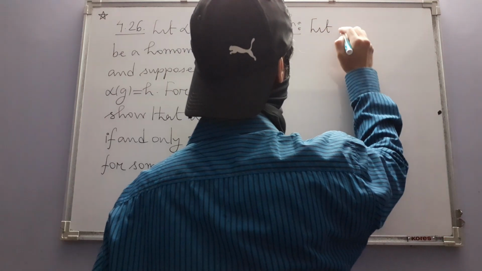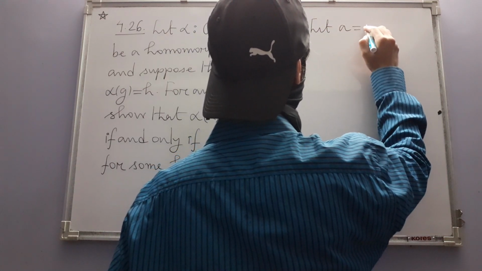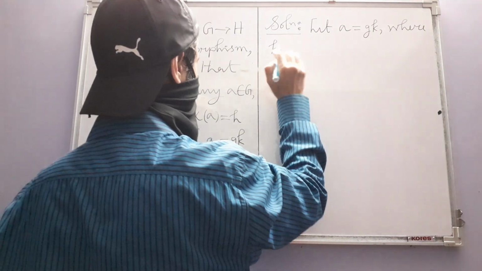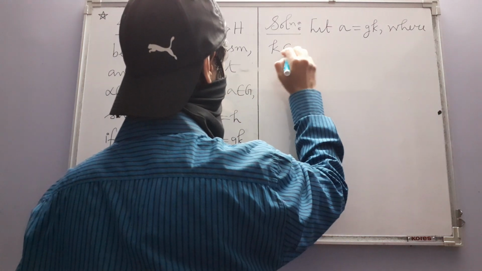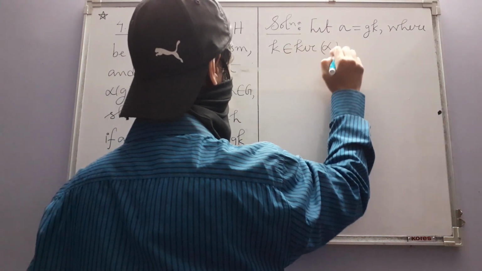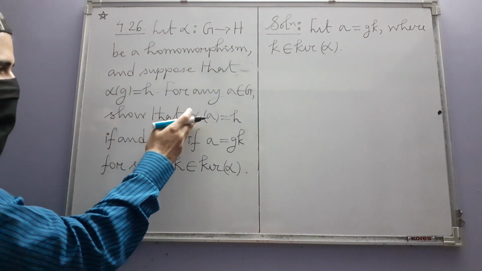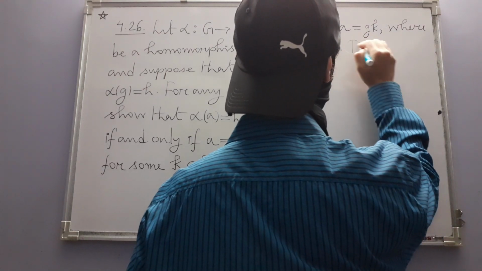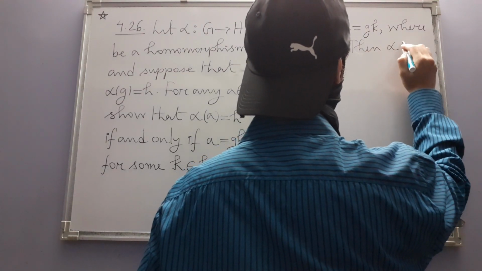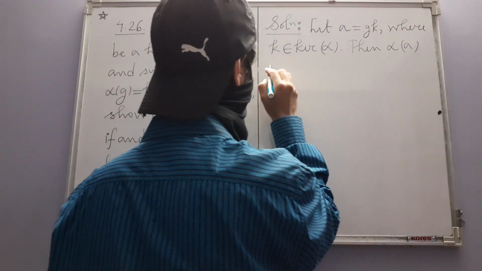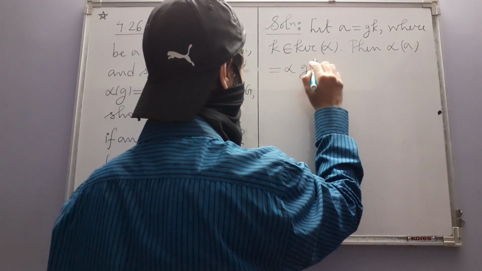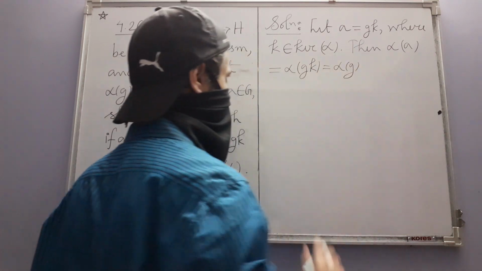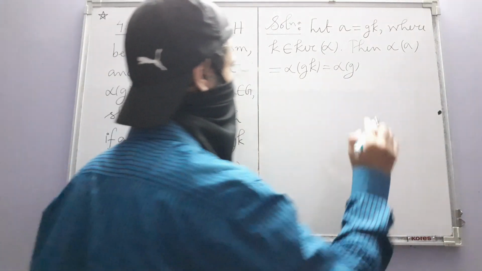Let A be equal to GK, where K is some element in the kernel of alpha. Now it's just a matter of calculating alpha of A using the fact that alpha is a homomorphism. Then alpha of A is equal to alpha of GK, but because alpha is a homomorphism, this becomes alpha of G times alpha of K.